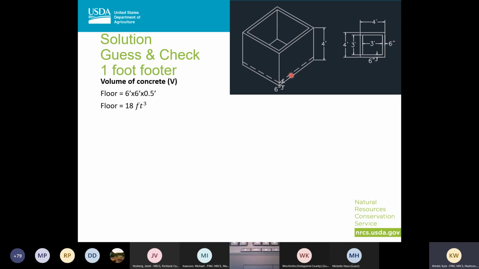So again, I'm going to break out my footer here, and then I know I'm going to extend it 1 foot on each side. So I'm going to end up with 6 by 6, and then it's going to be a half of a foot thick, 6 inches. So I'm going to get this 18 feet cubed for my floor.